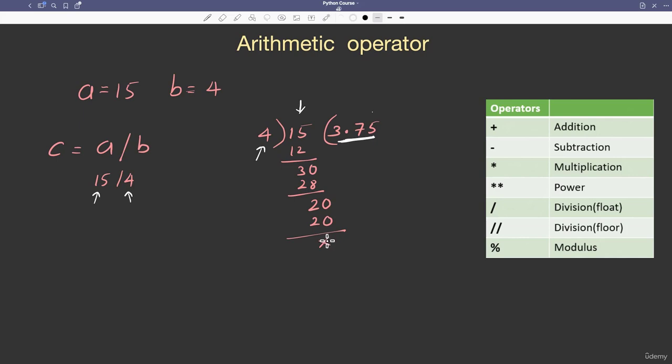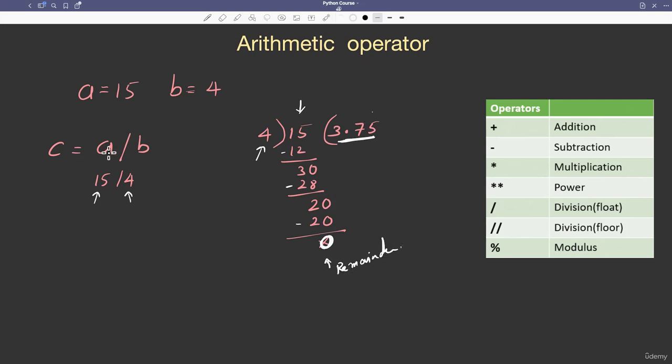And here there is nothing remaining, so actually the remainder is 0. When you subtract 20 minus 20, nothing is remaining, right? So this was subtraction, so there is nothing remaining. All right, this is the remainder.